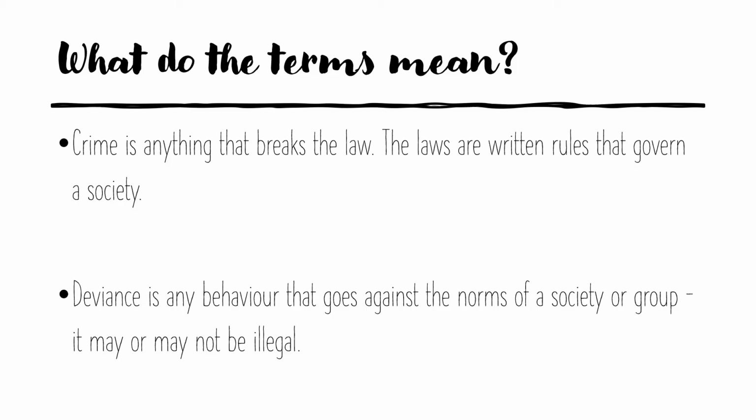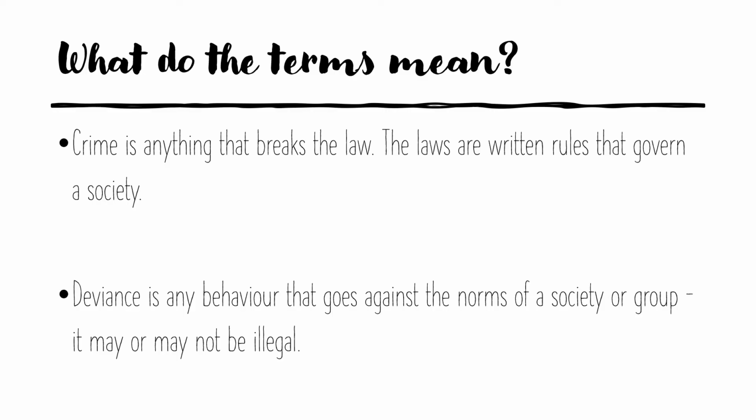So for example, the example I always use, isn't it, is queuing up at the supermarket or in a shop or to get on the bus. And we British, we love a queue. But if you were to not queue and to push in, you are being deviant. You are committing a deviant act. Now, that's not illegal. You're not going to be arrested and sent to prison for pushing in a queue, but it's still going against the expected behaviour.